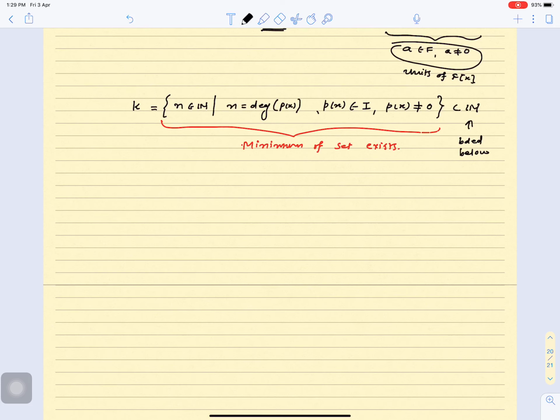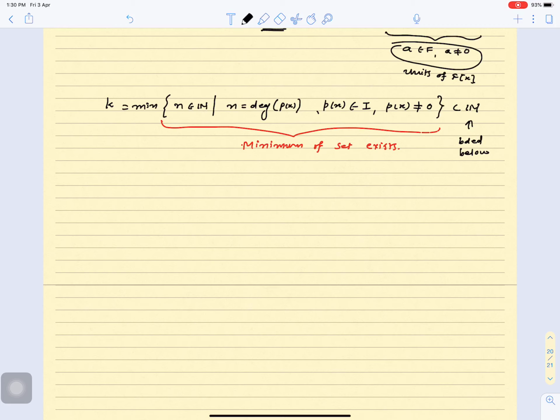So let me say that the minimum value of the set is k. What is k? K is the degree of a non-zero polynomial in I. And if you consider any polynomial in I, then its degree is not smaller than k, because k is the smallest degree of any polynomial in I. Now, sorry, here I made one mistake: k is not this, but the minimum of this set is k. So the minimum k of this set exists.